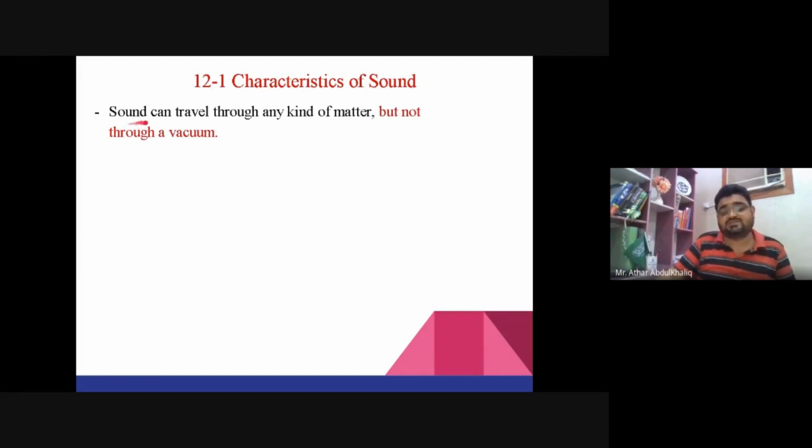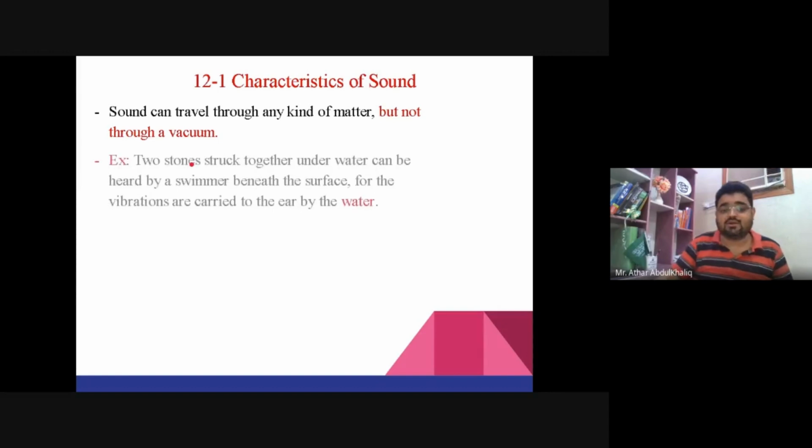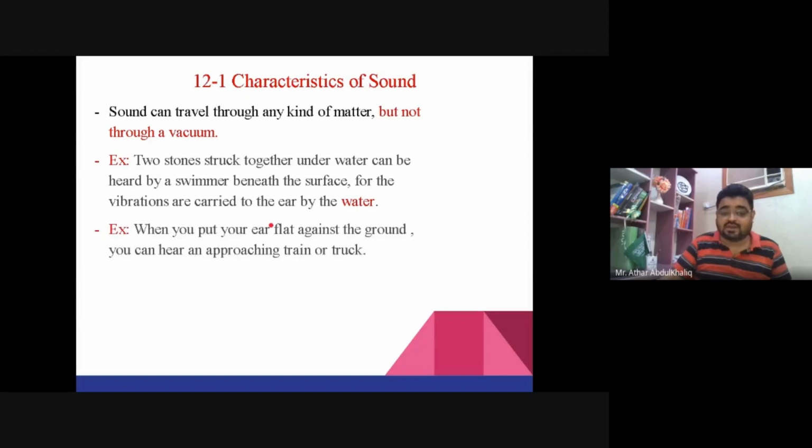So the first thing: sound can travel through any kind of matter, but not through vacuum. As I told you, it cannot travel through the vacuum. Similarly, if you strike two stones inside the water, a swimmer can easily hear that sound. When you put your ear flat against the ground or on the rail track, you can easily hear the sound of the train approaching you.